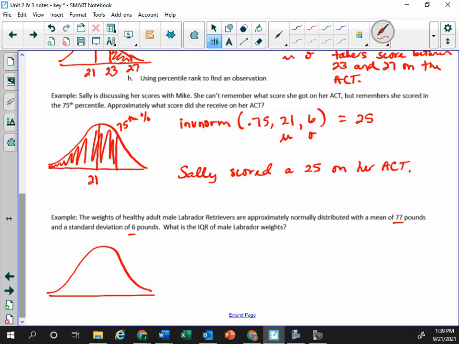It says, what's the IQR? So what percentiles are associated with the IQR? It's the middle 50, but from what percentile to what percentile? You're going to have to figure out the score for the 25th percentile and the 75th percentile so you can calculate the IQR. Okay, all right, so I'll give you a few minutes to work on that.